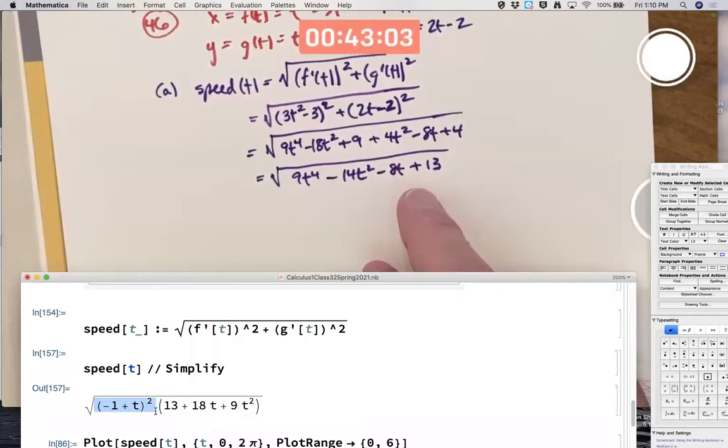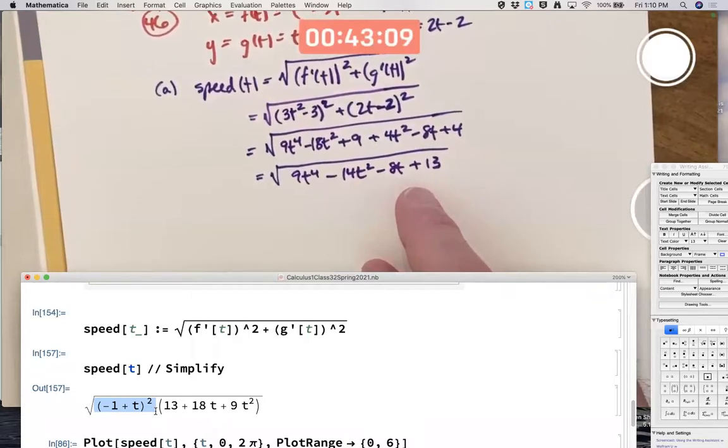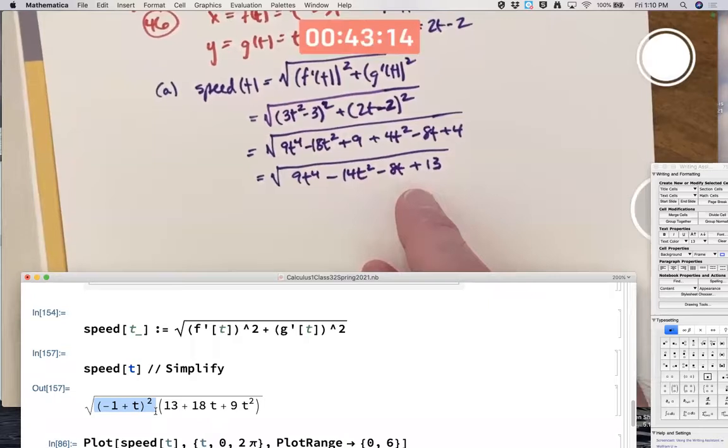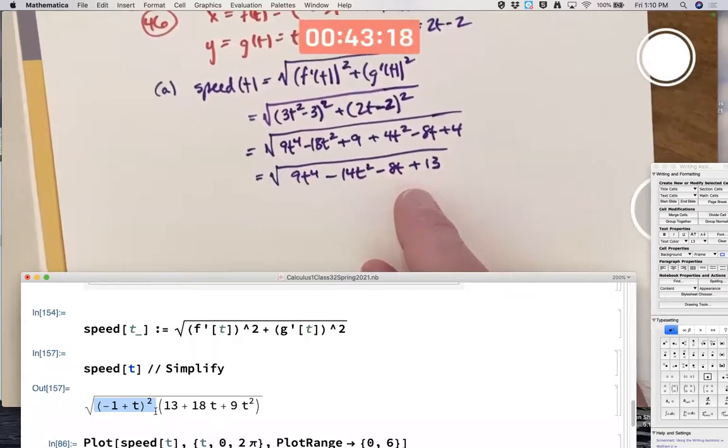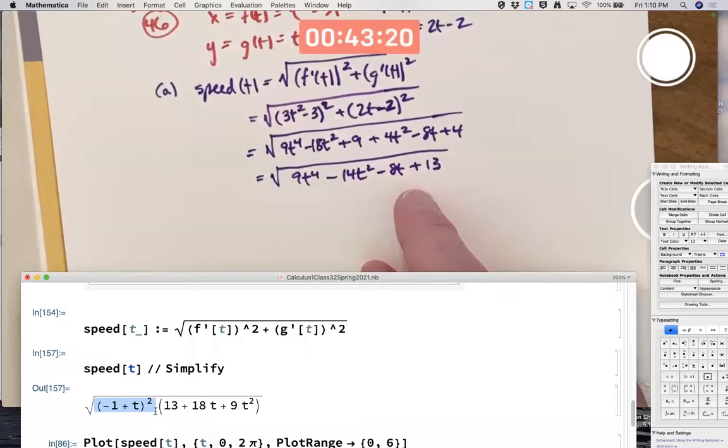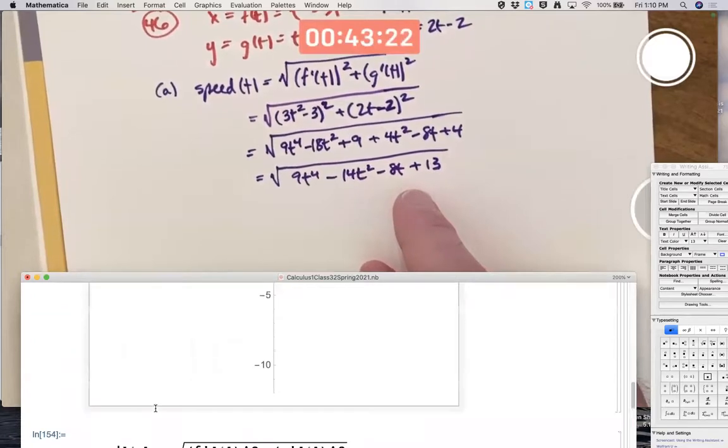That's going to be 0 for one thing if t is 1. That's what that's showing you. Negative 1 plus t, or t minus 1 squared, is a factor under the square root. That's going to be 0 when t is 1. t is 1 is a place where the particle stops. It's an instant in time where the particle stops.